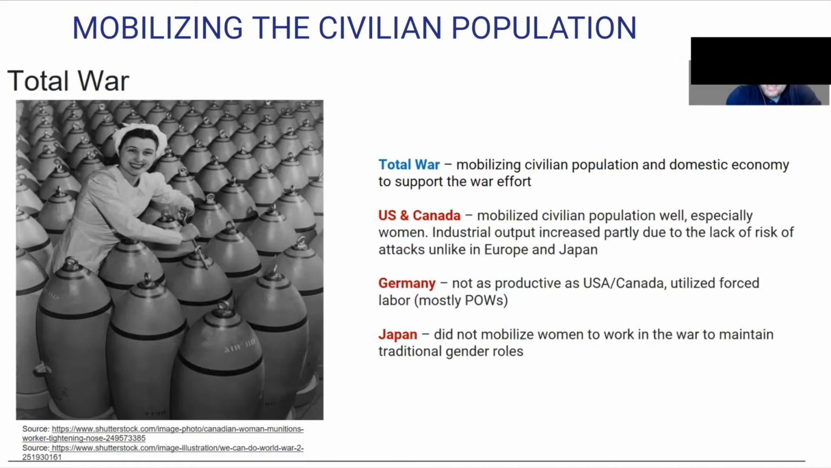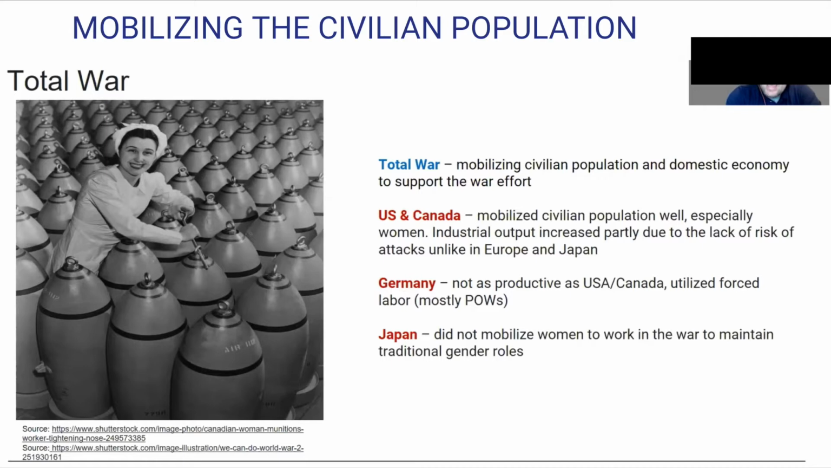So in the US and Canada, they mobilize civilian population pretty well, especially women in the factories. Industrial output increased partly due to the lack of risk of attacks, unlike in Europe and Japan. So you have propaganda posters like Rosie the Riveter and the message throughout American communities that women have to take on the role of men inside these factories to create weapons and vehicles and materials that are going to be utilized in the war.